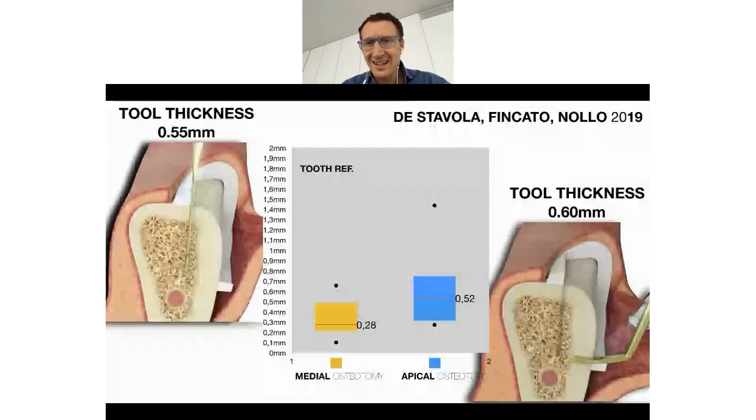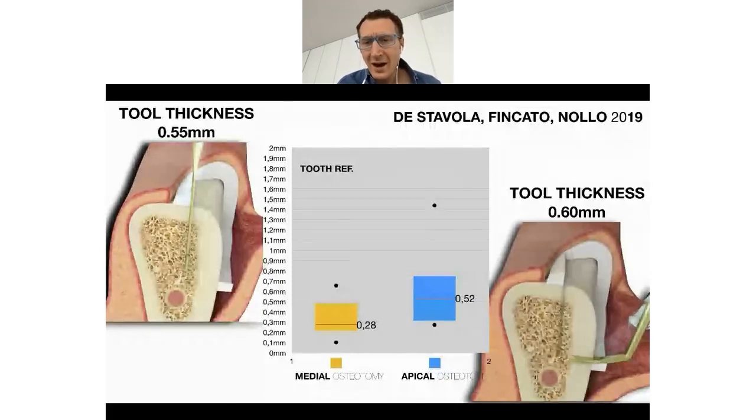And this is the data. These data are still not published, but they have already been presented since last year. So we have a median discrepancy in the vertical osteotomy of 0.28 millimeters. And remember that we are using a tool which is bigger, almost double. It means that your surgical mistake is inside your osteotomy line, which is a minimal amount. And the same for the apical one.